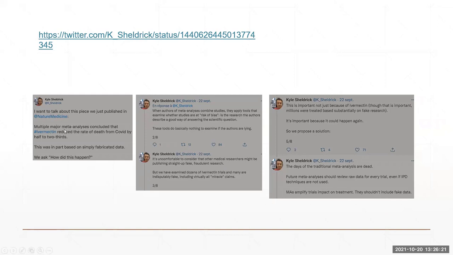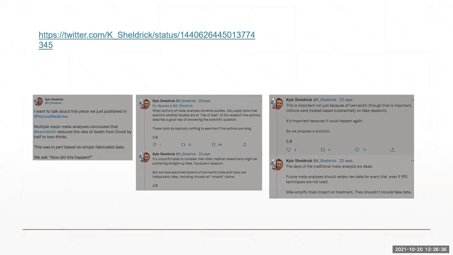When authors of meta-analysis combine studies, they apply tools that examine whether studies are at risk of bias. Is the research the authors describe a good way of answering the scientific question? These tools do basically nothing to examine if the authors are lying."